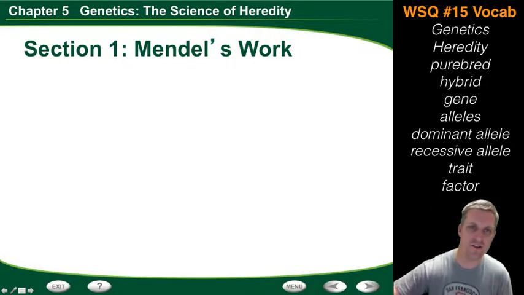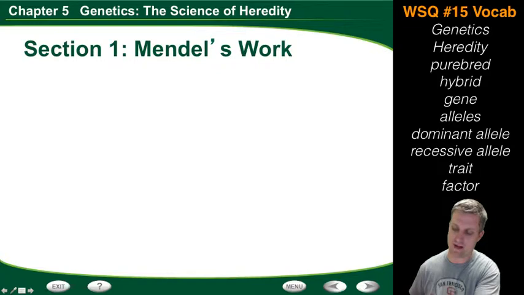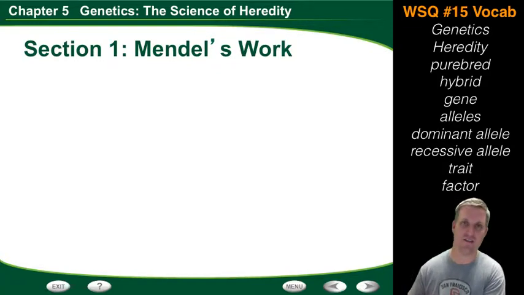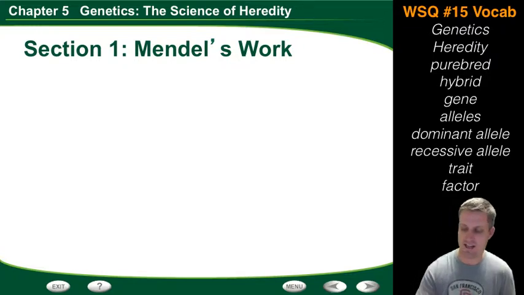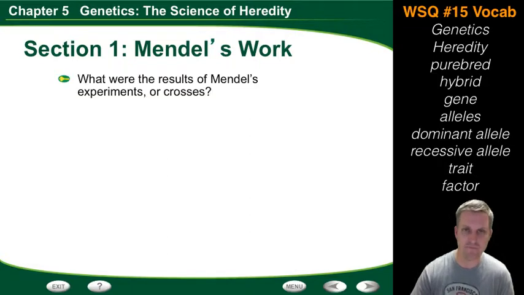All right, welcome to Chapter 5, our first section. We're going to be talking today about Section 1, which is Chapter 5. We're going to be talking about the science of heredity, or genetics. And today we'll be discussing the work of Gregor Mendel, who was a famous scientist considered the father of genetics and heredity. And so we'll talk about him, and we'll talk about really what he brought to knowledge, what we learned about genetics through him.